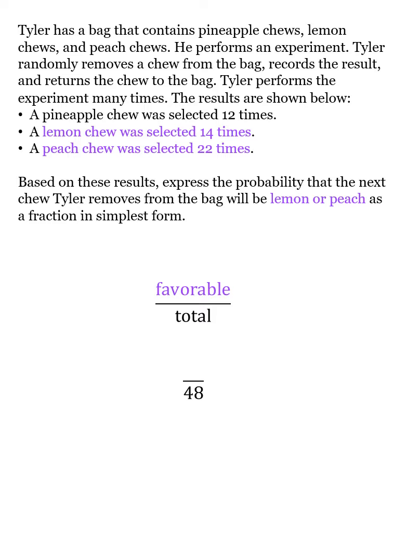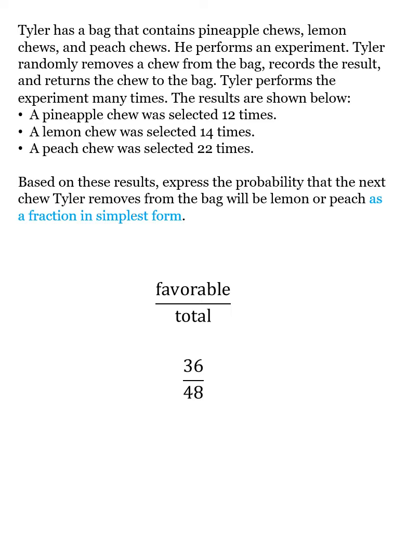Well, based on past experience and looking at the bulleted data in purple, there were 14 lemons and 22 peaches, which adds up to 36 total of those two. So when they say the probability of either a lemon or a peach, we should add those two together as our favorable. And that fraction represents our probability. I wouldn't consider it a final answer though, because even though they are asking for a fraction, they're asking for it in simplest form.